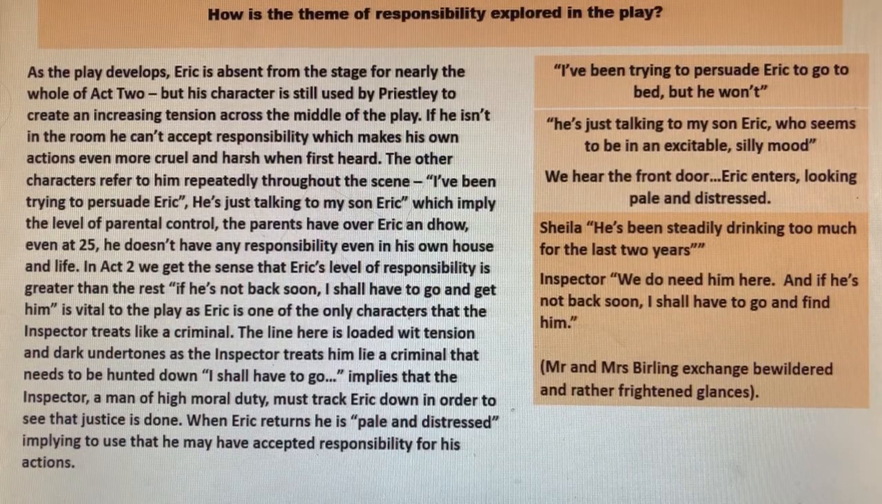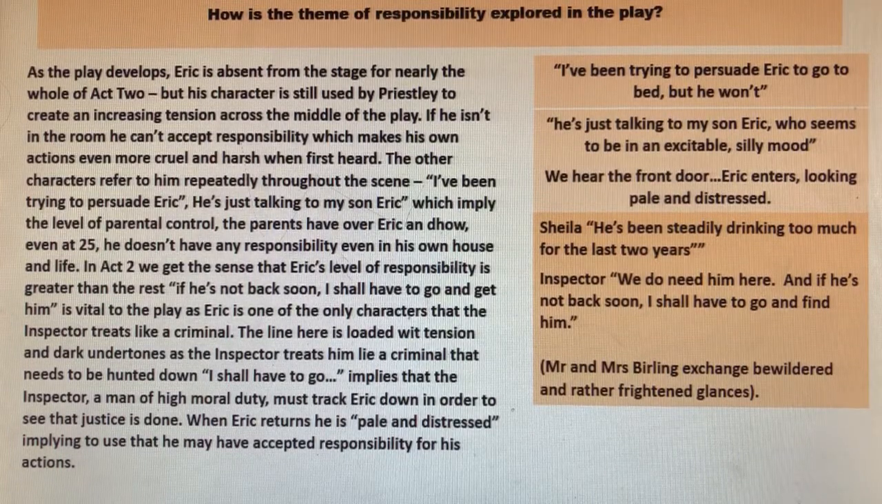So, as the play develops, Eric is absent from the stage for nearly the whole of Act 2, but his character is still used by Priestley to create an increasing tension across the middle of the play. If he isn't in the room, he can't accept responsibility, which makes his own actions even more cruel and harsh when first heard.